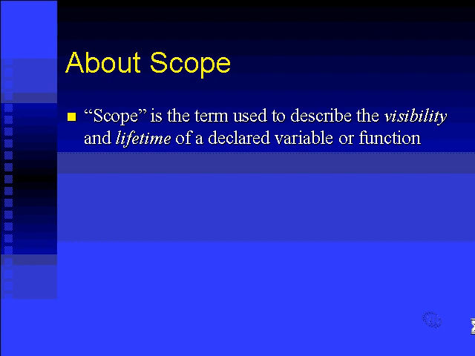Scope is a term used to describe the visibility and lifetime of a declared variable or function. Now what does that mean? Well, first of all, imagine a variable, any old variable that you declare. Let's call it x, put it inside main. We need to understand the visibility and lifetime of this variable.